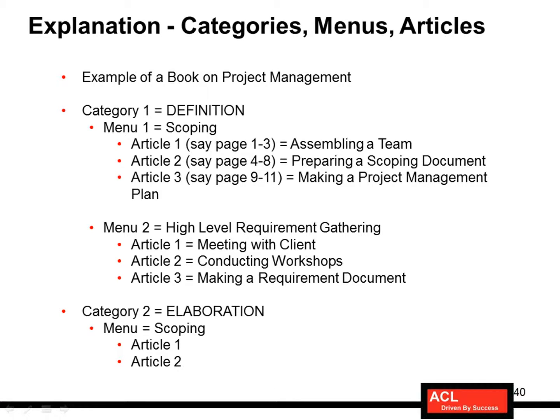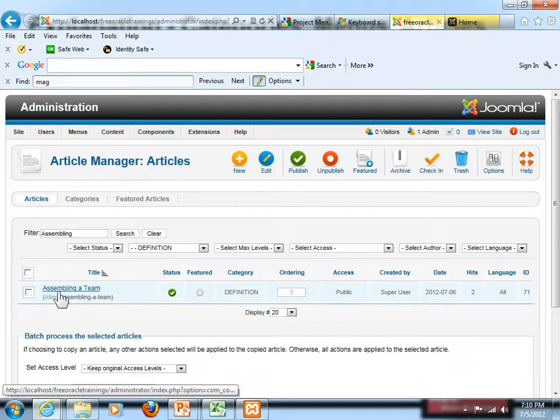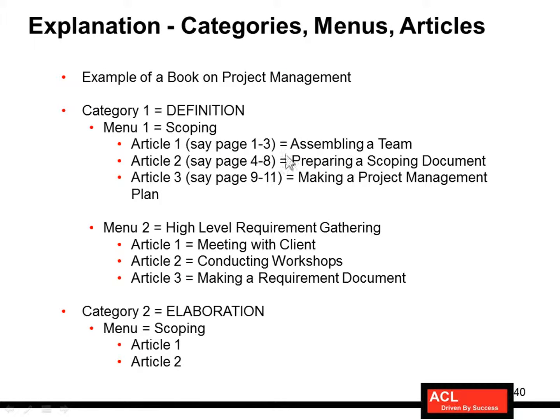So what we have done so far is define an article, assembling a team. This one, is it not? So the next step, as you would see out here, taking the same book example, is you have to associate it with a menu called scoping. Okay, so there are three articles.